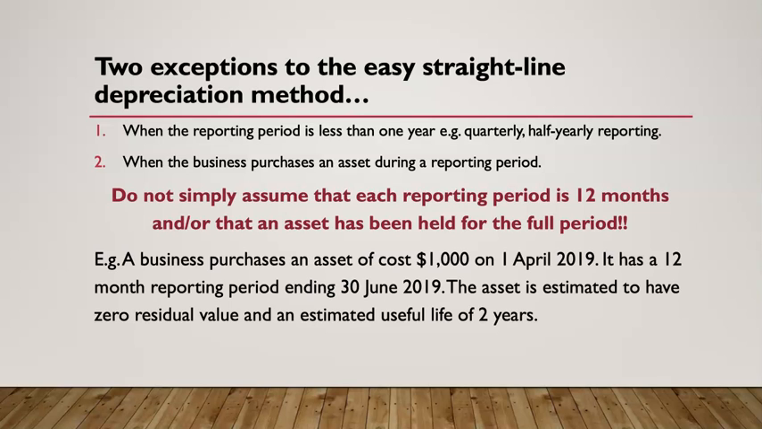So by now, hopefully you would get to the point where you would feel comfortable looking at an answer question like this. We bought an asset of $1,000 on the 1st of April. It is a 12-month reporting period ending 30 June. So April, May, and June, we have 3 months used up. The asset is assumed to have a residual value and an estimated useful life of 2 years. Hopefully we can get comfortable at being able to report this, and it's practice that will make us comfortable with questions like this.